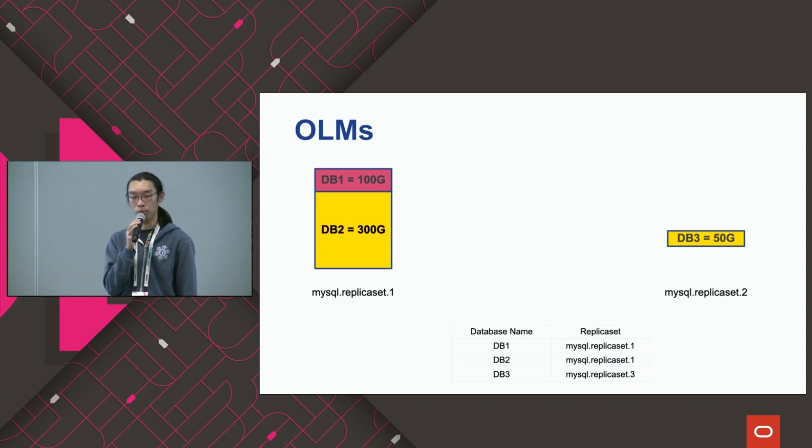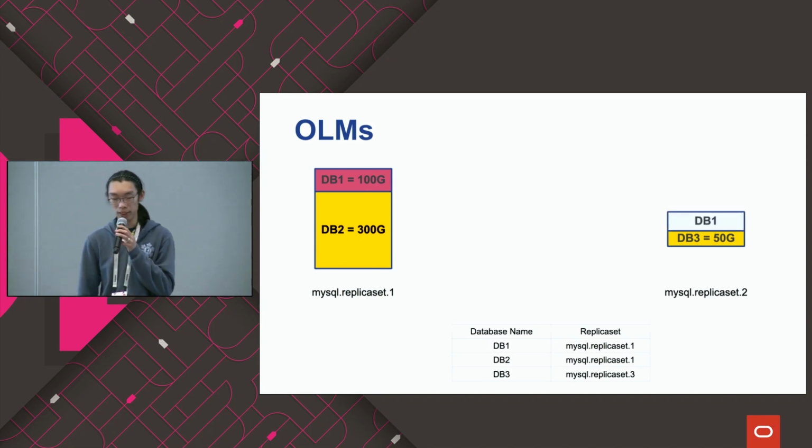So we want to move one shard away from the existing instance so that we can continue to serve the traffic. And on the right side, we have a relatively small instance, which is only 50 gigabytes in size. Here we want to explain how we're going to move database 1 onto the right side.